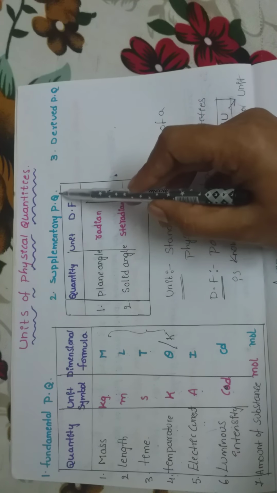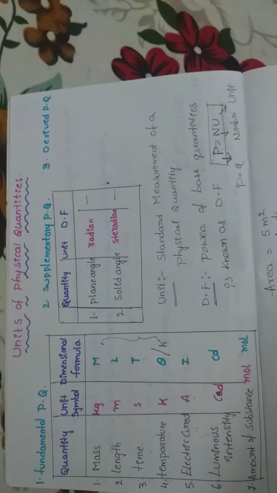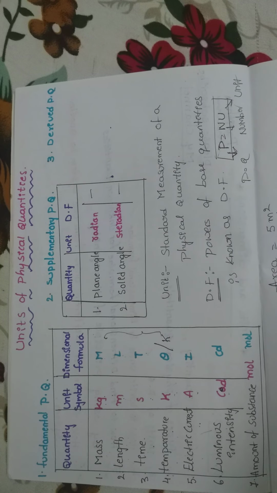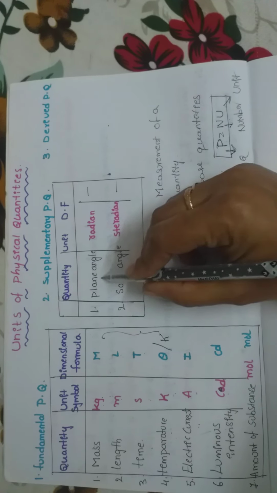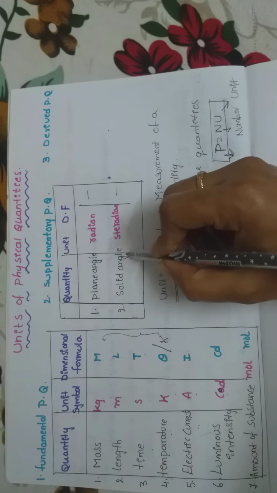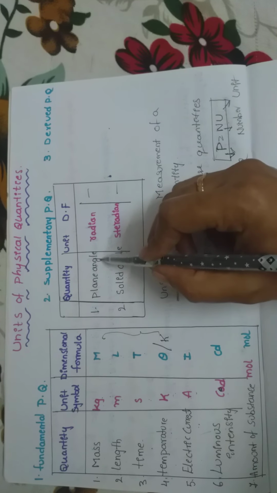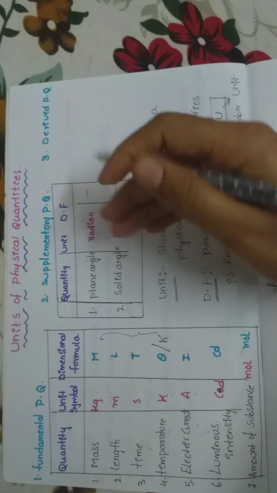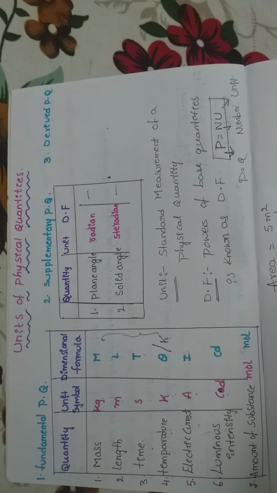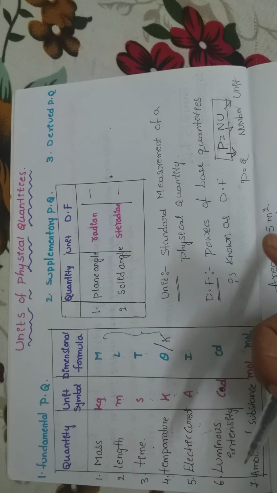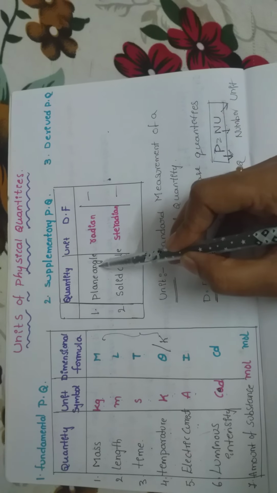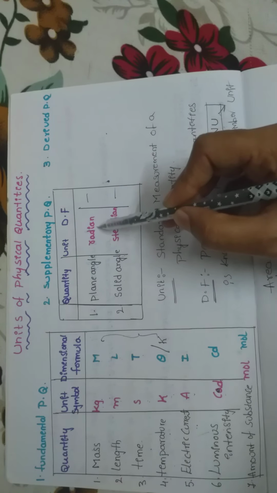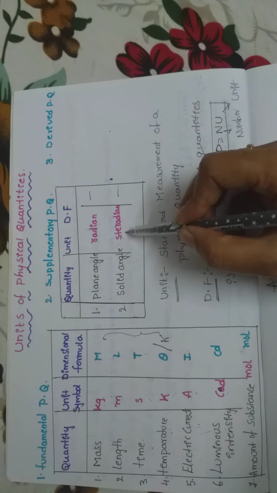Like that, what is our second physical quantity? Supplementary physical quantity. So, supplementary physical quantities only we have 2. One is plane angle, another one is solid angle. What is the meaning of plane angle here? And what is the meaning of solid angle? Already we discussed in yesterday's class. Then coming to the units. The unit of plane angle is radian. And solid angle is steradian.